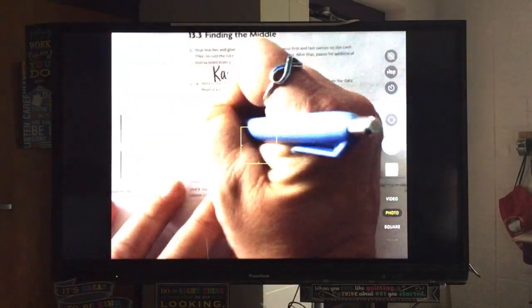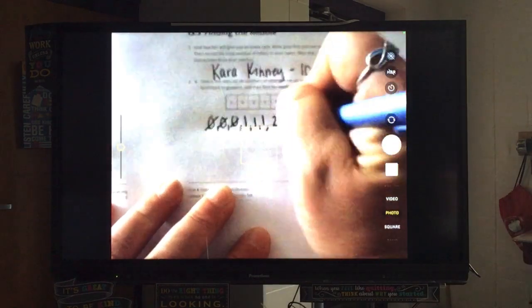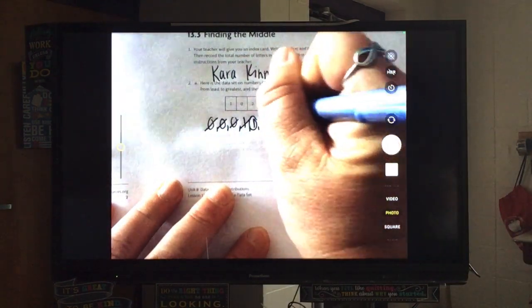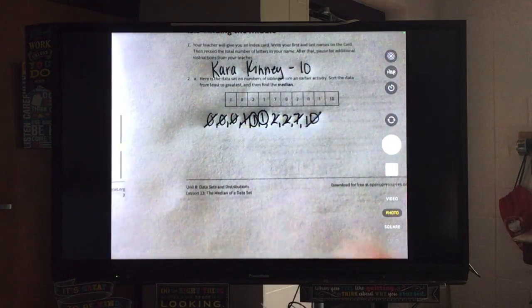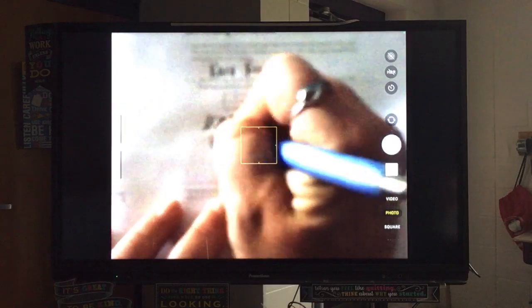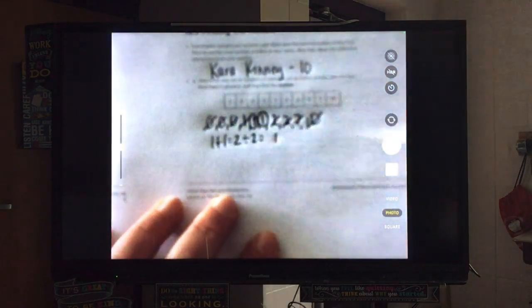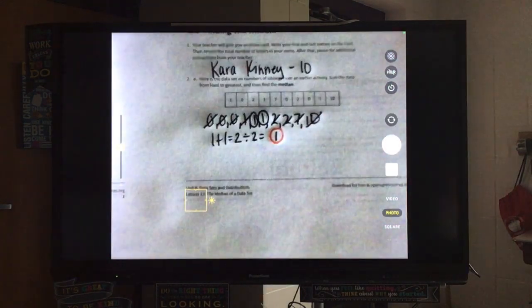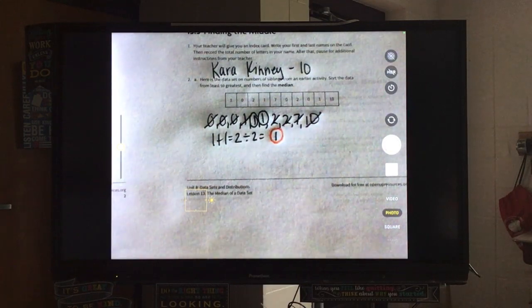Alright, so I'm gonna cross off until I get to the middle. And I'm left with 2 ones. So if I add 1 plus 1, because that's what it tells me to do, I get 2. 2 divided by 2 equals 1. So my median is what? 1. Is that what we got? Yep. Okay, did anybody get something different?